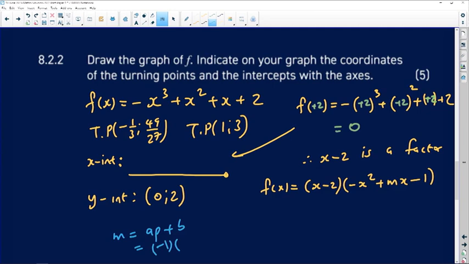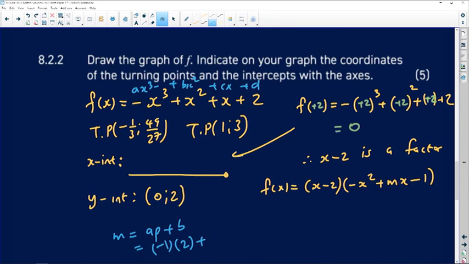The p-value is the number that we were substituting to find the factor. It's the root, which happens to be 2. And your b happens to be the coefficient of x squared, because your cubic is in the form ax cubed plus bx squared, and then plus cx, and then plus d. So I'm getting the a and the b from the cubic. My a is negative 1, my b is positive 2.